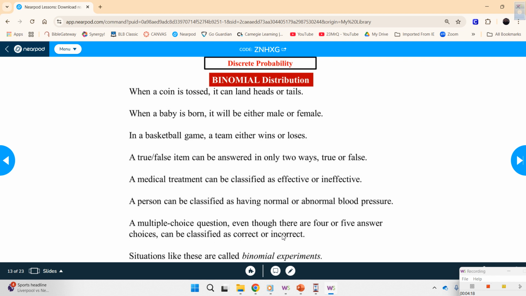Correct or incorrect. And once again, why are these called binomial experiments? Think about it. Why are these called binomial experiments? Talk it over with your neighbor. Why do you think those are called binomial experiments?